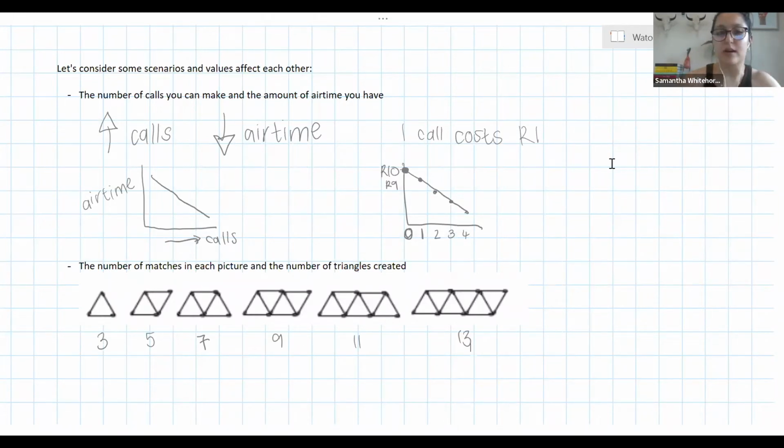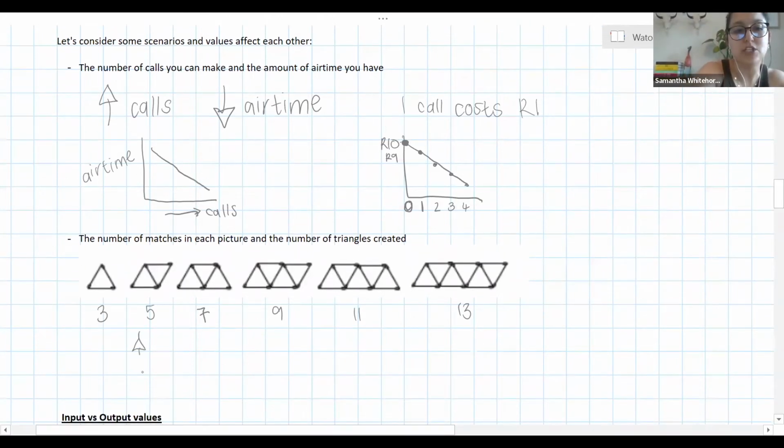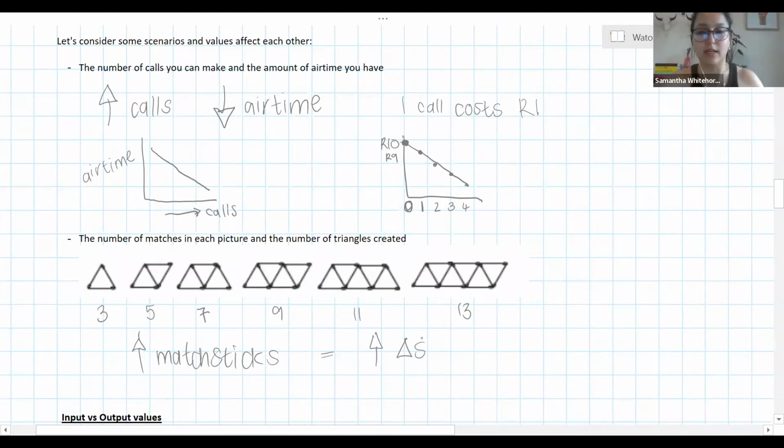Okay, and so that's what I'm trying to get to. The more matchsticks I have, the more triangles I can make. Yes, ma'am. Okay, more triangles. Excuse my shorthand. Clearly, I'm very lazy when I write things down. But that's what we need to get.